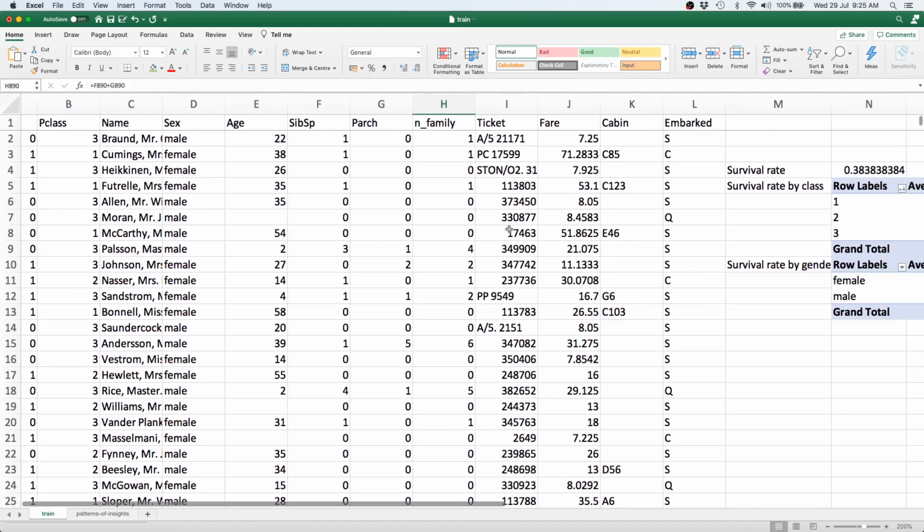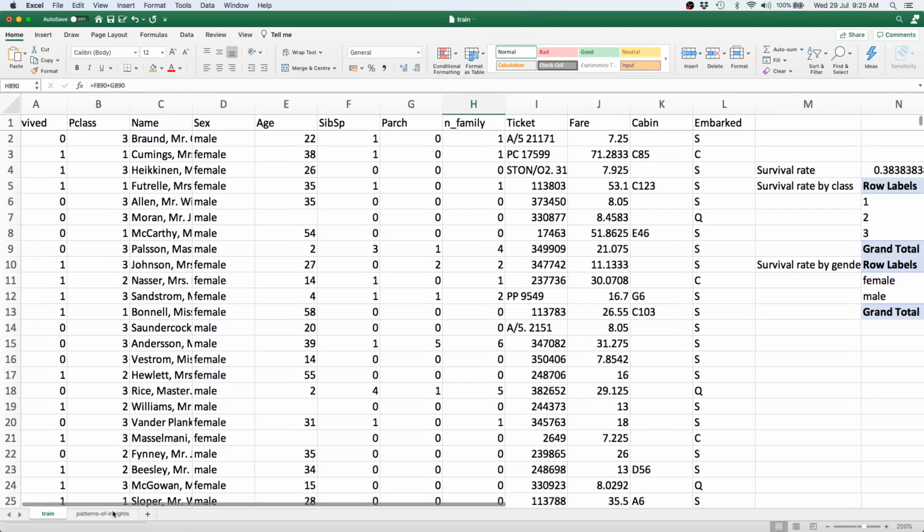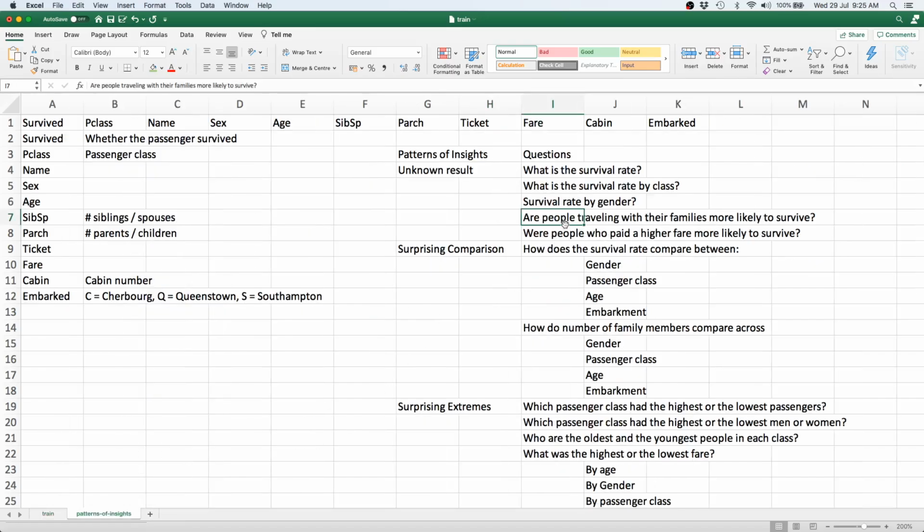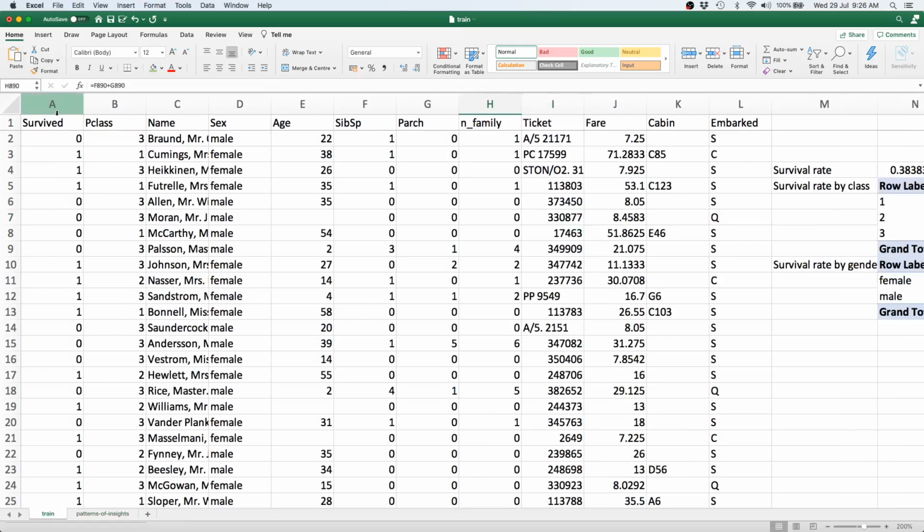Now we can simply convert this into a Boolean variable. Basically, if you remember, the wording of our question was very specific. What we are asking is, are people traveling with their families more likely to survive? Which means that all we need to answer is whether somebody was traveling with their family or not, because whether they survived or not is already available to us here.